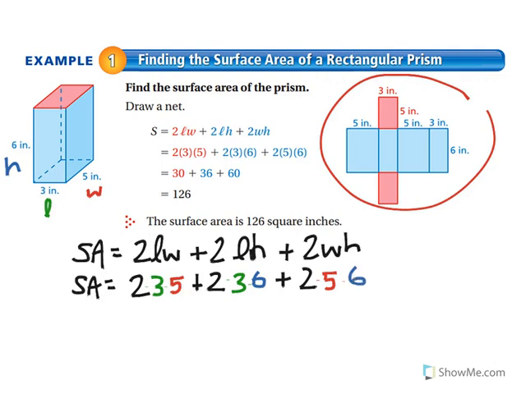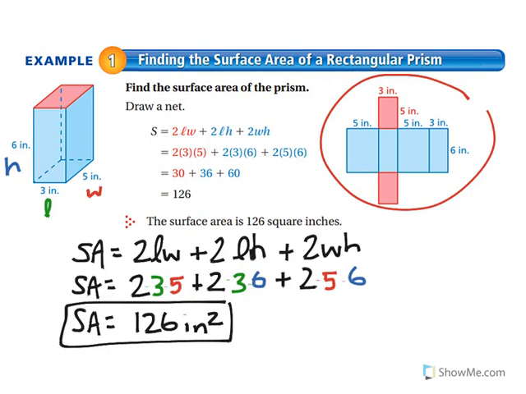And then all I have to do is multiply and add everything. So you can put this entire thing into your calculator, hit enter, and you're going to get 126, and it's inches. Surface area is all the areas combined, so it's going to be inches squared. So you're going to have that work.